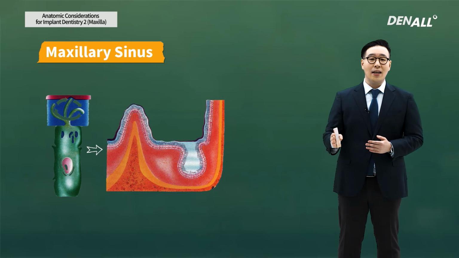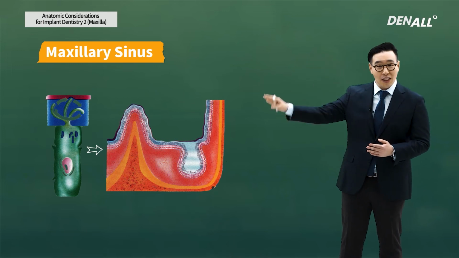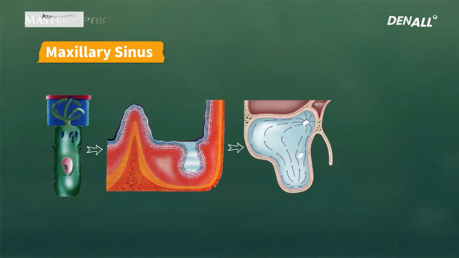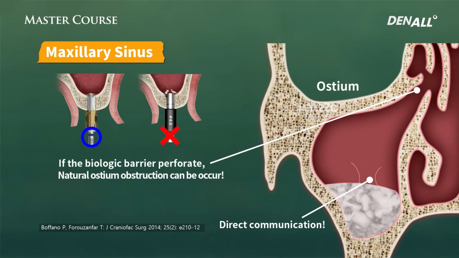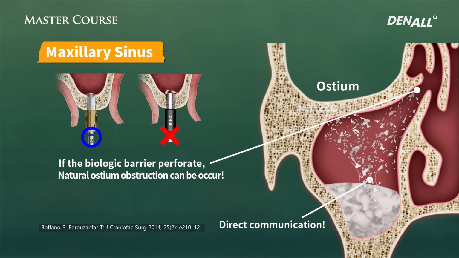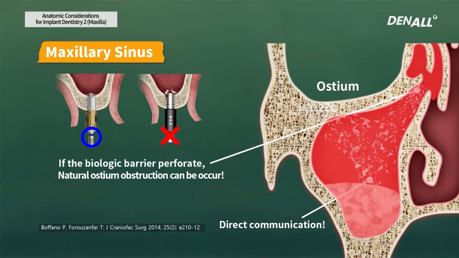The cilia actually flow mucus in one direction, and the mucus that moves to the ostium goes out through the nasal cavity. If you use the crestal and lateral approach and do sinus bone grafting that way, but the sinus membrane perforates, then the bone material could block the ostium. That could result in sinusitis or infection, so you need to be careful.